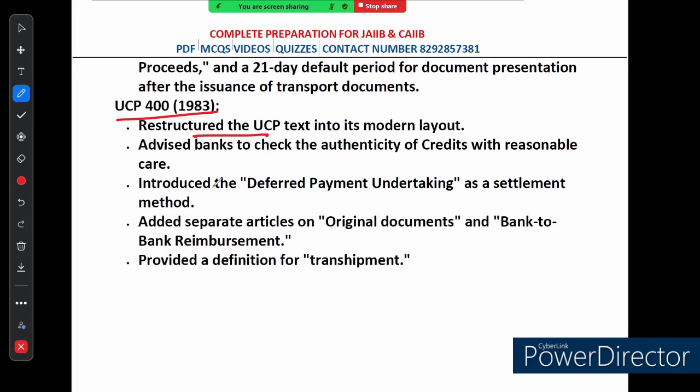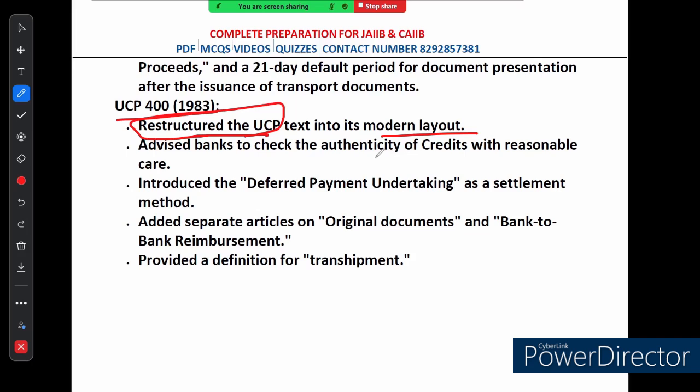But before that, let us jump to UCP 400, which came out in 1983. It marks a significant turning point for the UCP guidelines. One of the major changes in this version was the restructuring of the UCP text into the modern layout that we are familiar with today. This made the guidelines more user friendly, easier to navigate, and more accessible for banks and traders worldwide.